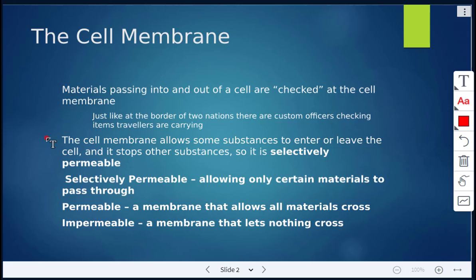So the cell membrane will allow some substances to enter or leave the cell, and it stops other substances. And that's called selectively permeable. That means allowing only certain materials to pass through. When we say something is permeable, that's a membrane that just allows all materials across. And if we say something is impermeable, it's a membrane that lets nothing across. All right, so the cell membrane is selectively permeable. Some things can go in and out, and some things are not able to go in and out.